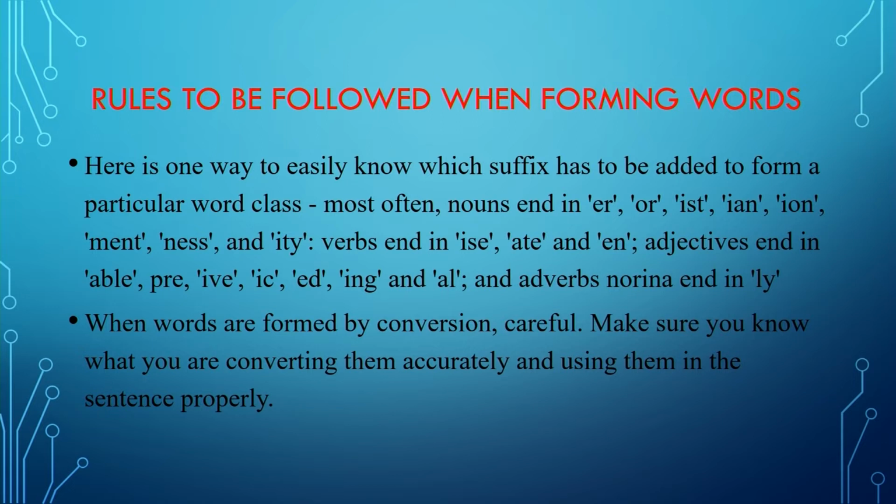Most often nouns end in er, ist, ian, ion, ment, ness and so on, and verbs end in ise, ate, en; adjectives end in able, ive, ic, ed, ing and al, and adverbs end in ly. So when words are formed by conversion, we have to be very careful and make sure we are converting them accurately and using them in the sentence properly.